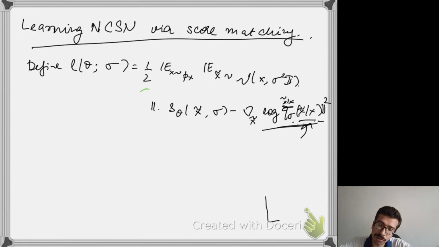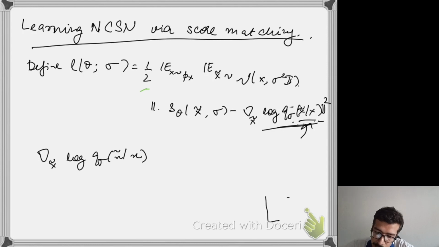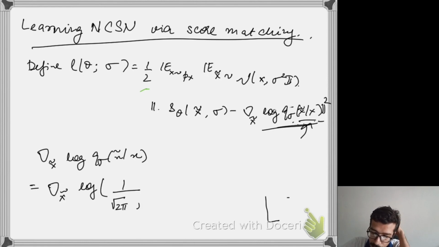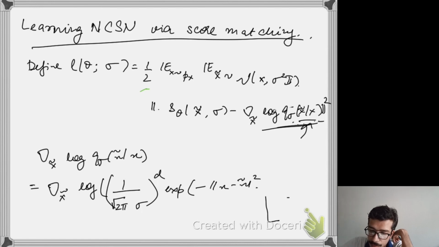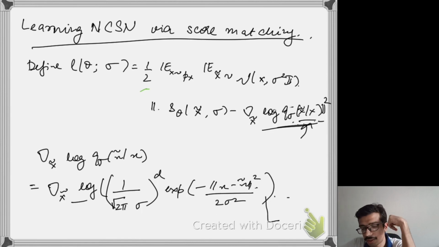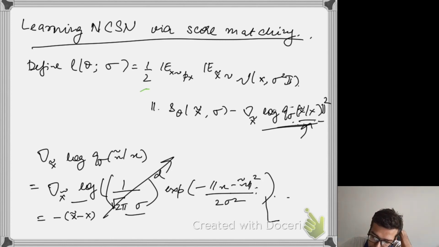Okay, and now let's substitute. Let's see what exactly this is. What is the gradient with respect to x tilde of log q sigma of x tilde given x? This is the gradient with respect to x tilde of log of 1 over root 2 pi sigma to the power d, let's say we are in d dimensions, times exponential of minus the norm of x minus x tilde squared over 2 sigma squared. The log of a product is the sum of logs, so the first term will vanish, and the log of the exponential is minus the norm of x minus x tilde squared over twice sigma squared. If I take the gradient with respect to x tilde, I get minus of x tilde minus x, twice of this thing over twice sigma squared. So this is going to be minus of x tilde minus x over sigma squared. So this is going to be my gradient.